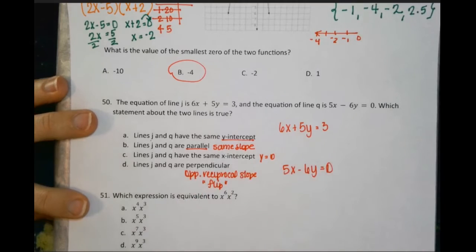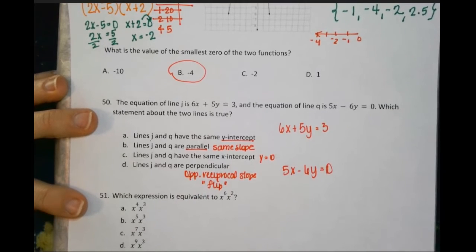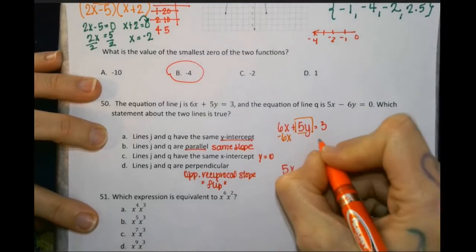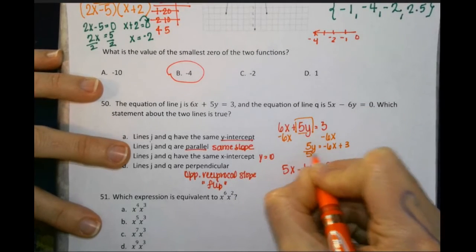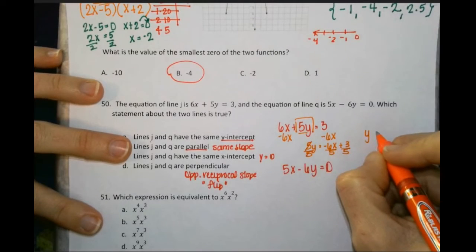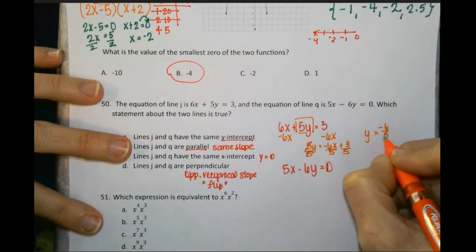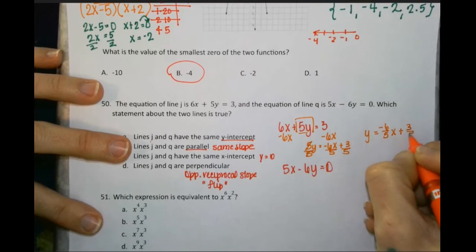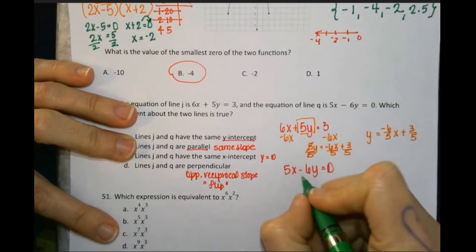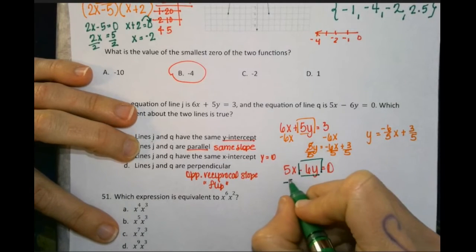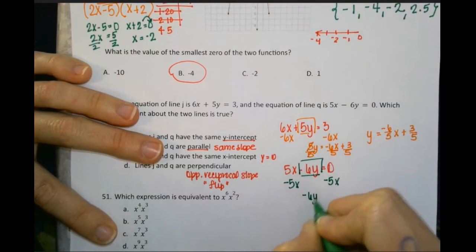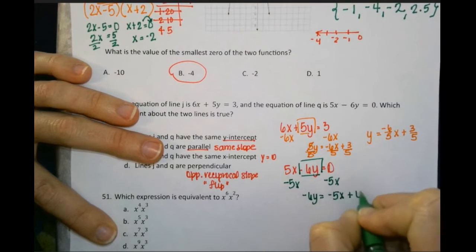They're both in standard form. To be able to answer those easily, especially without a calculator, you need to get y by itself. So I'm going to subtract 6x, and then I'm going to divide by 5 because that's the opposite of multiplication. So our first one is y equals negative 6 over 5x plus 3 over 5. On our Q function, we're going to do the same thing. Isolate y. We're going to subtract 5x. So that's going to be negative 6y equals negative 5x plus 0.